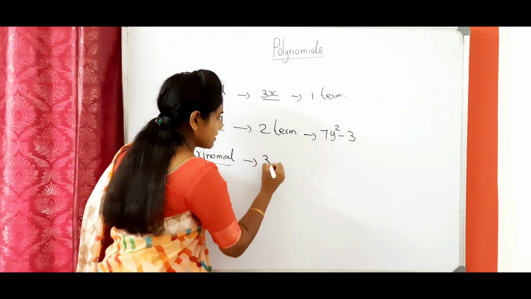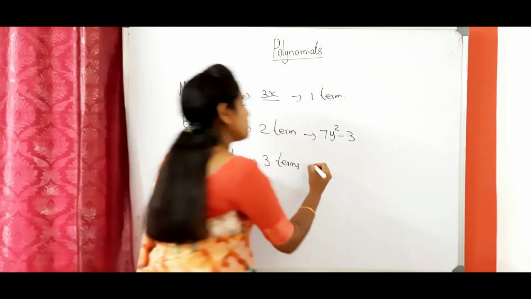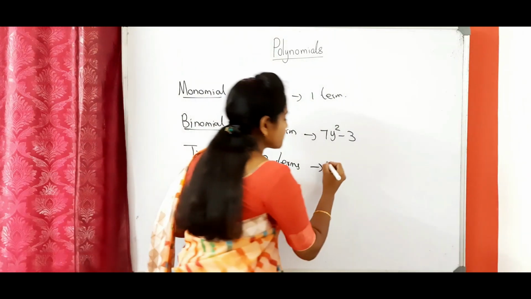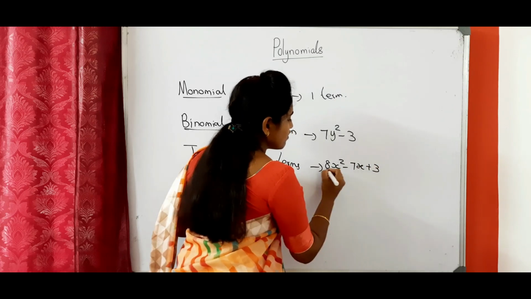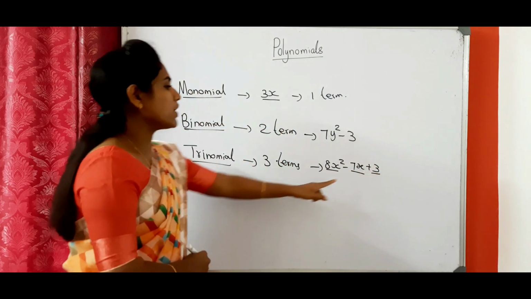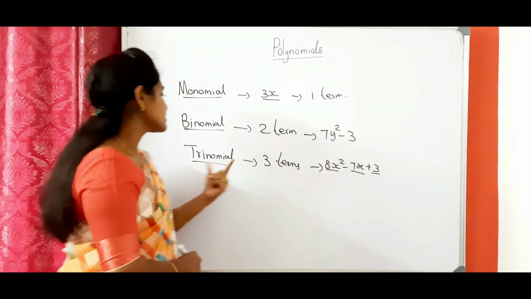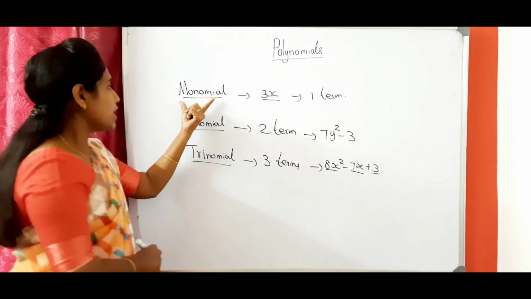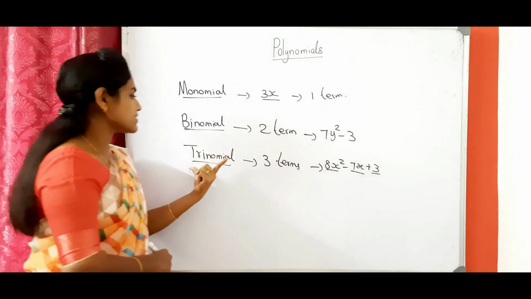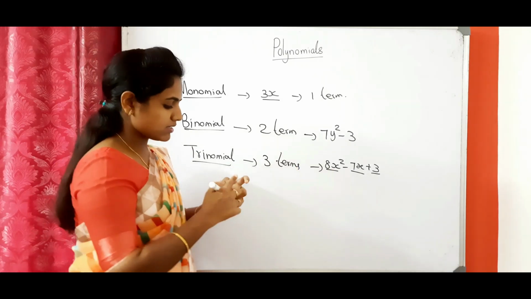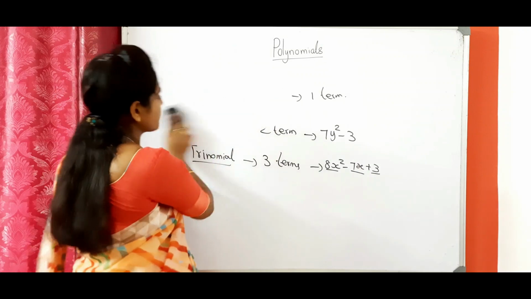Next, trinomial means three terms. A polynomial contains three terms. 8x square minus 7x plus 3. 1, 2, 3. This polynomial contains three terms. Therefore, this polynomial is called a trinomial. So, we have to remember monomial means one term, binomial means two terms, and trinomial means three terms. Now, we have to know what is the degree of the polynomial.